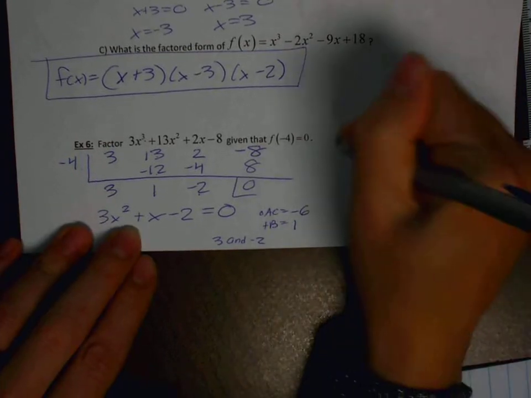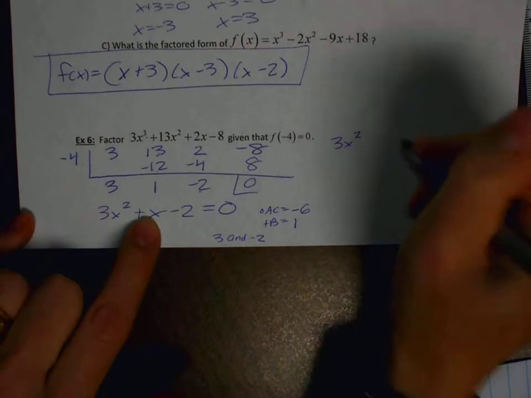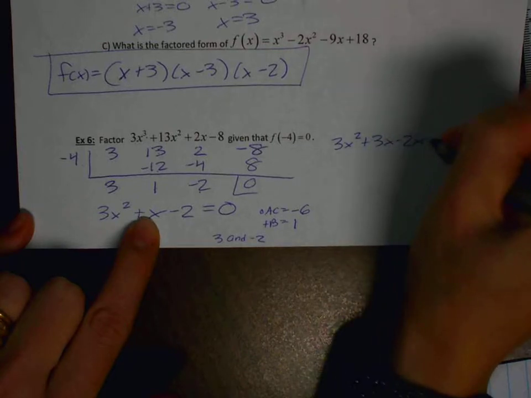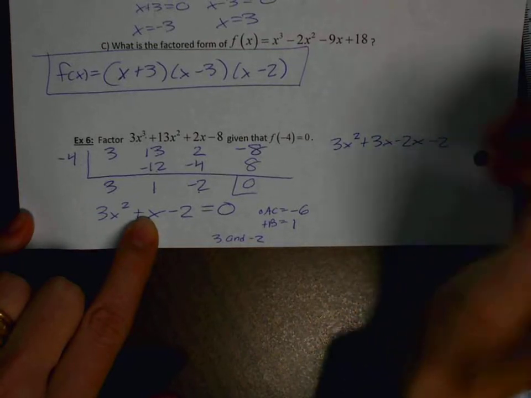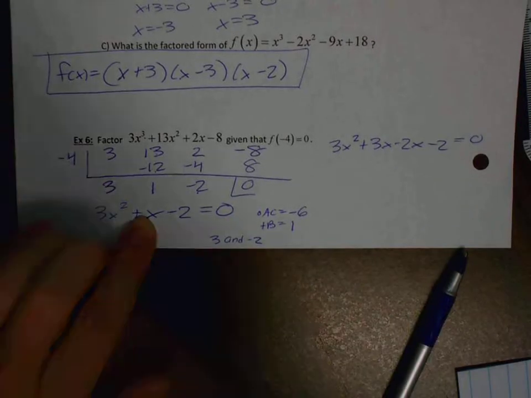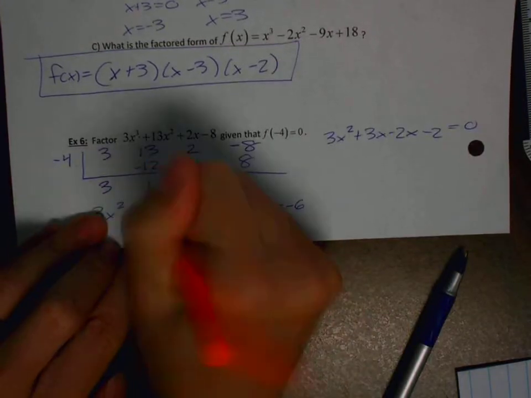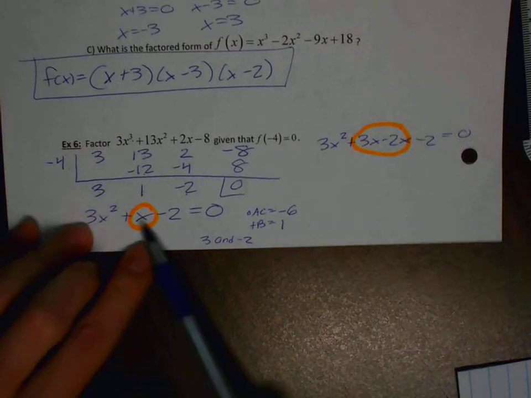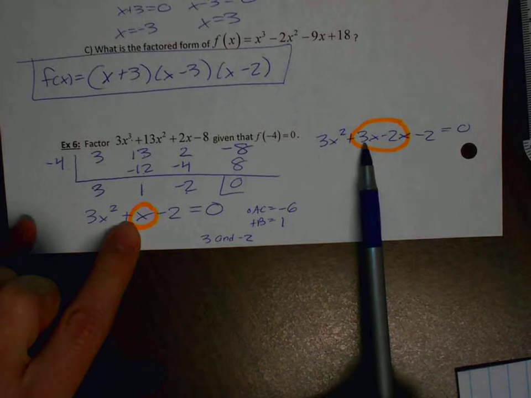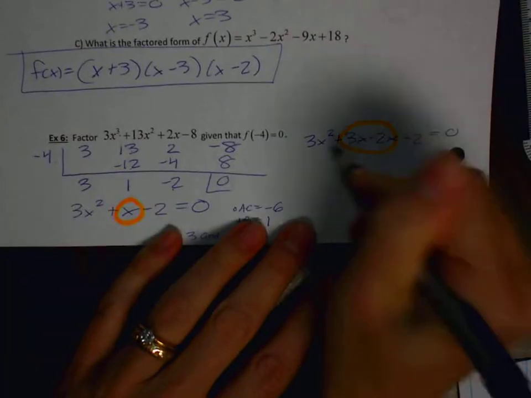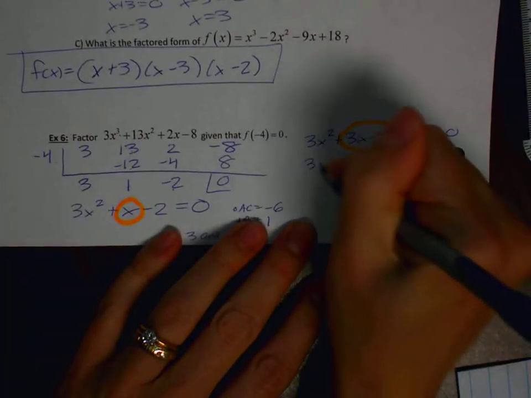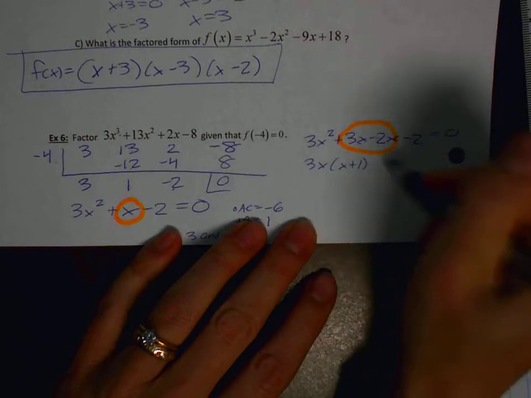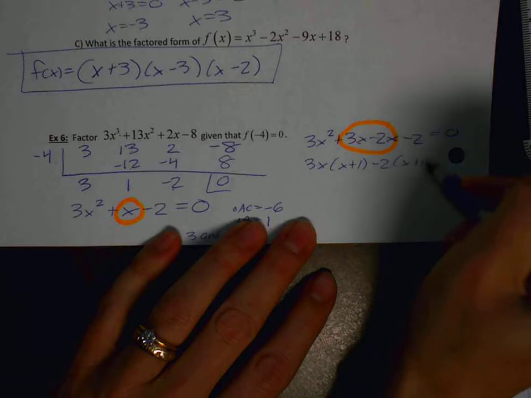So I'm going to break this down, that middle term, into 3x minus 2x instead of x. We wrote it as 3x minus 2x because we're going to do grouping. And this is equivalent. X is the same thing as 3x minus 2x. So my greatest common factor for these first two is 3x. That leaves me with x plus 1. My greatest common factor for these two is -2. It also leaves me with x plus 1.